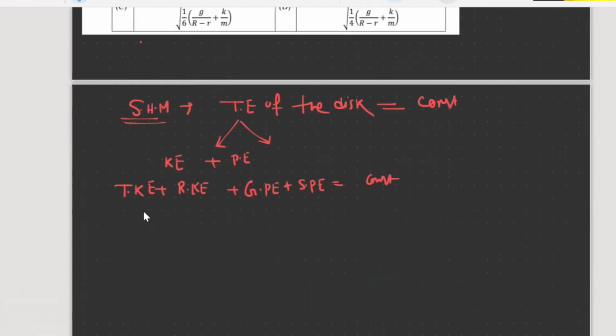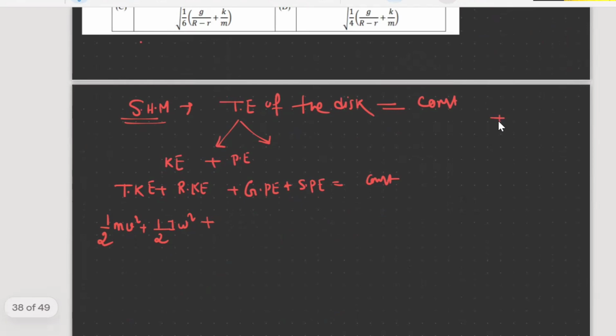So translational kinetic energy, at any instant, if the velocity is v, then I can write half of mv square. At the same instant, if the angular velocity is omega, I can write half of I omega square as the rotational kinetic energy. Now we'll come to the gravitational potential energy.